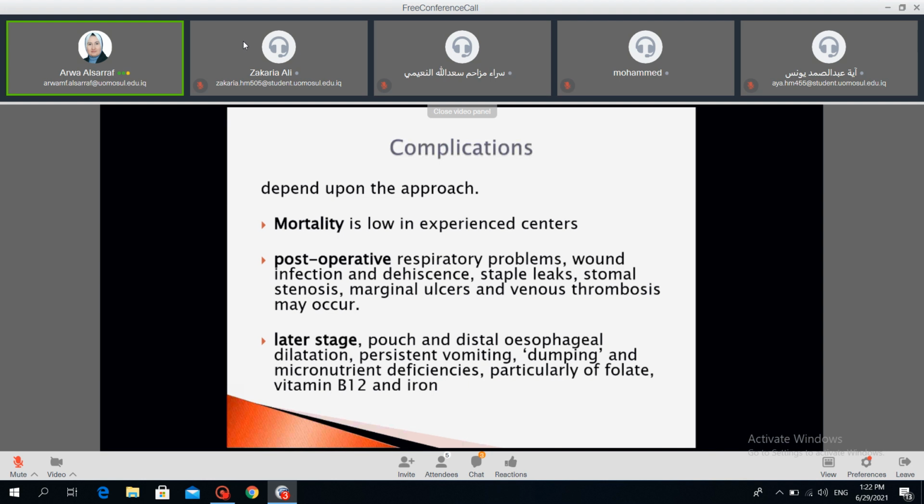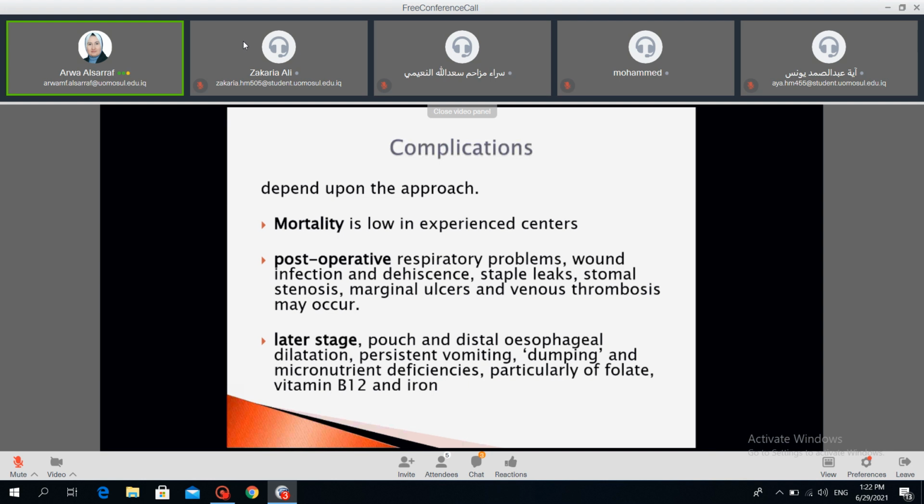The post-operative complication الشائعة لأي عملية may cause respiratory problem, may cause wound infection, dehiscence, stomal stenosis, marginal ulceration, deep vein thrombosis. All of this is reported as a post-operative complication. Later stage complication, it may cause pouching or distal esophageal dilatation, and the patient may continue to have persistent vomiting or dumping, that's to feel discomfort of the abdomen after heavy meal, and also micronutrient deficiency, especially folate, B12 and iron. So we should pay attention to have a regular follow-up for those patients بعد ما يعمل bariatric surgery.